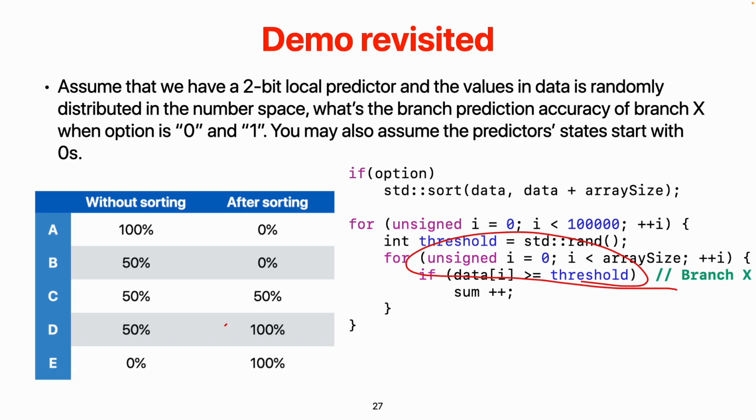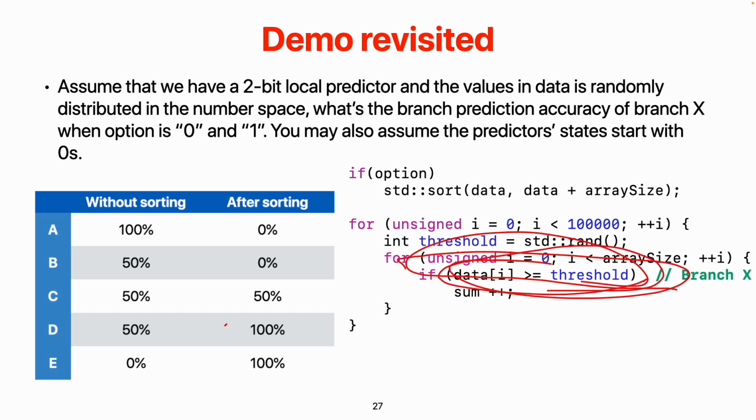Right. So here's the thing: no matter whether it's taken or not taken, true or false, if you sort the data, everything before the threshold would lead to just one possible branch outcome, right?